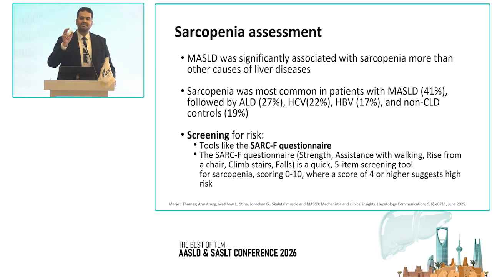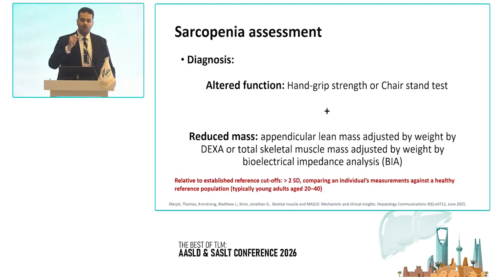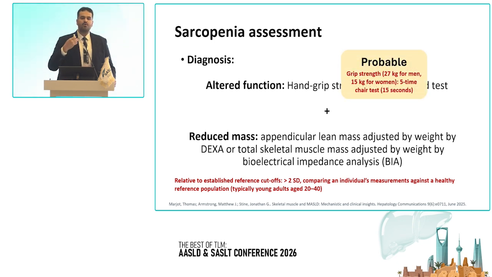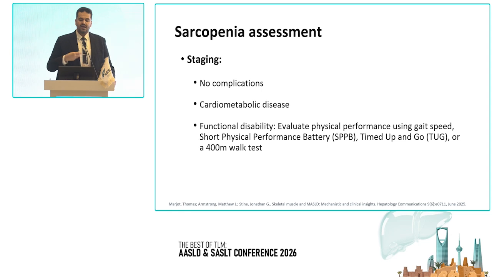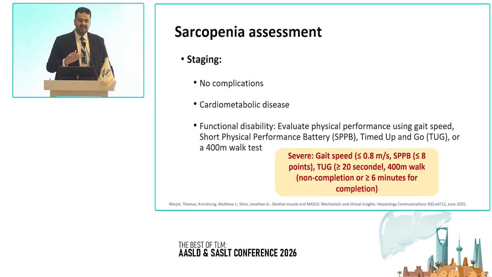And we can start with simple screening tools and questionnaires. When it is positive, we can go on to confirm the altered function by hand grip strength or the chair stand test. When it is positive, we have probable sarcopenia. Then when we confirm the reduced muscle mass, we have confirmed sarcopenia. Then, for better classification or staging, we look at whether we have functional disability and whether we have any other related cardiometabolic complications or not.